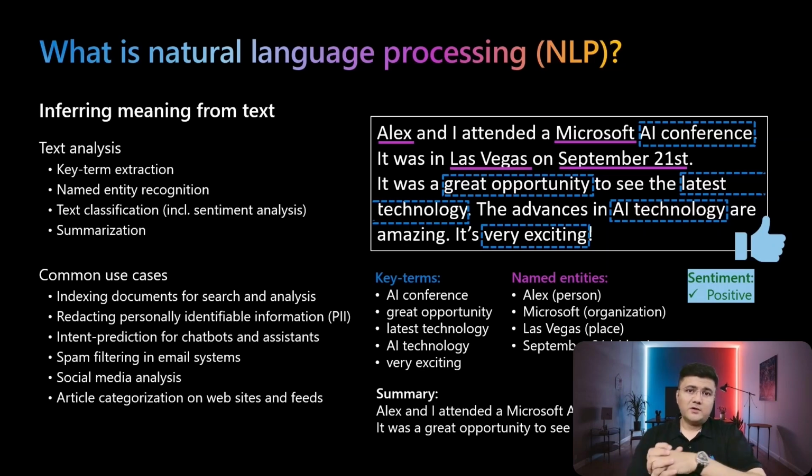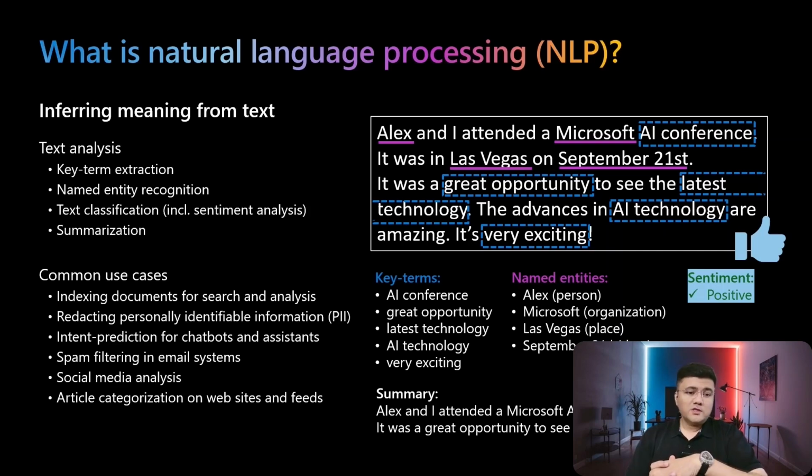Now, when you have this kind of details and you want to either remove it or fetch it for a specific purpose, you can use this for intent prediction for chatbots and assistants, so that you can understand the intent of the user who's having a conversation with the chatbot. Then you can use it for spam filtering in email systems.